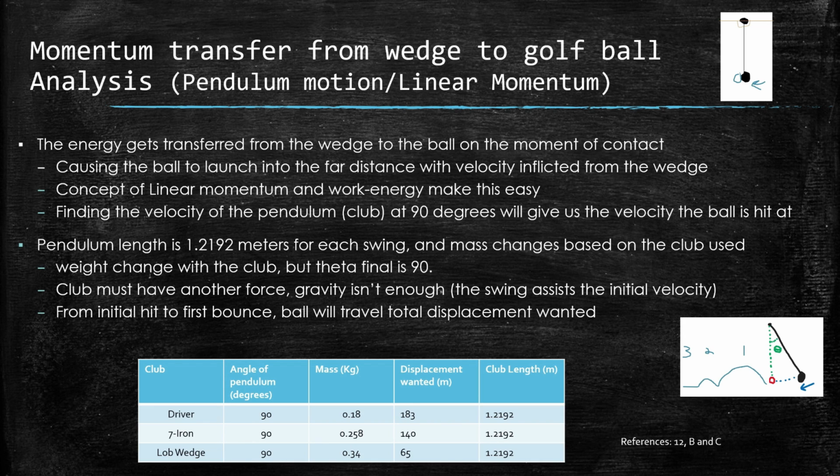The length of the club will always stay the same, which is 1.2192 meters, but the mass will be changed based off which club you're using, and the final theta of each club will always be 90 degrees. The club also needs another force because gravity isn't enough to cause the initial velocity of the ball.